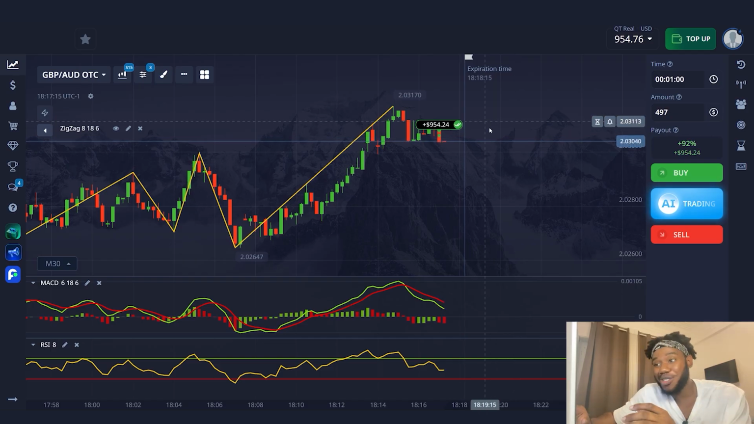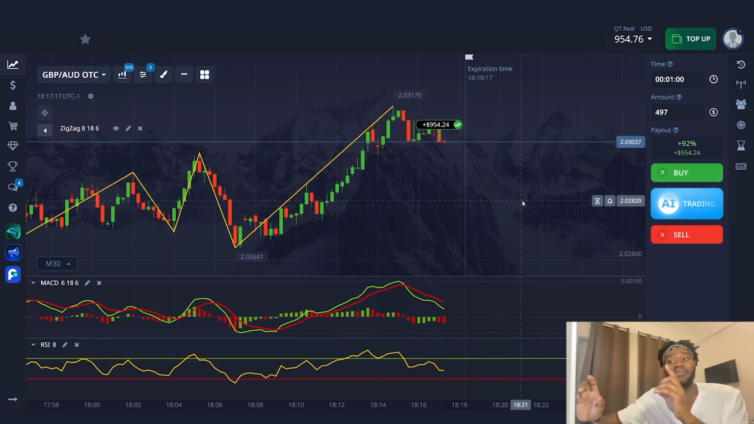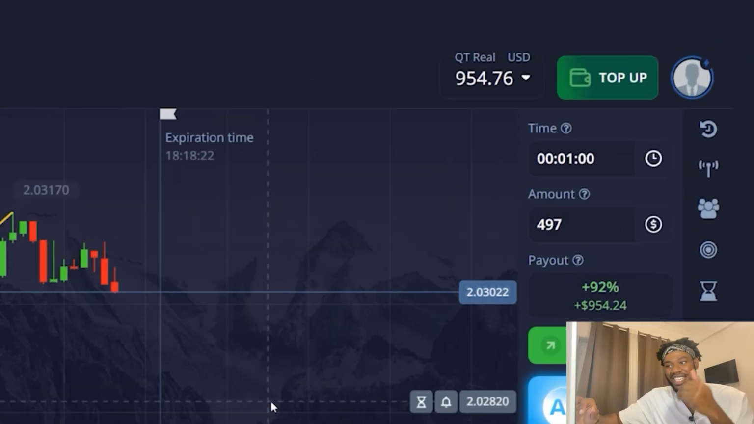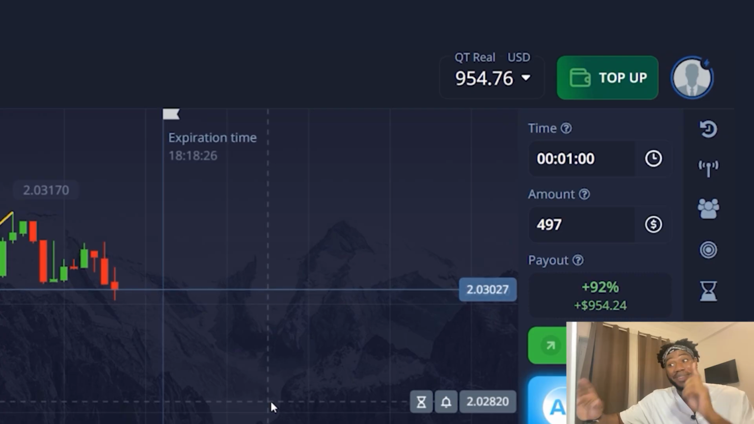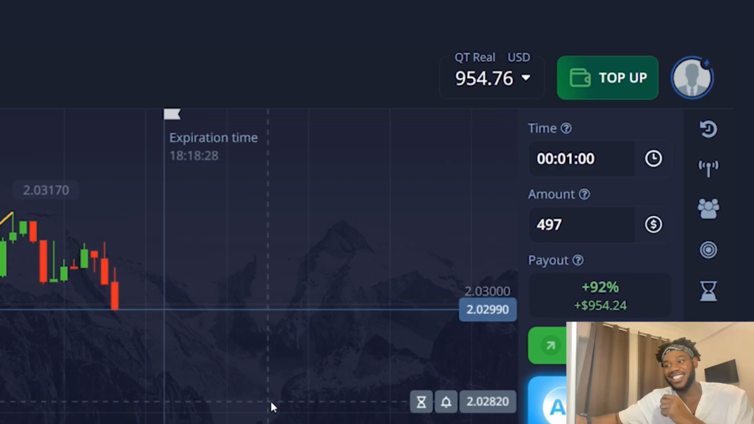Super. The last trade was profitable. I see how my capital has increased and now stands at $954. I was able to increase my capital by more than 10 times, which is an amazing result. This is the end of the trading session.